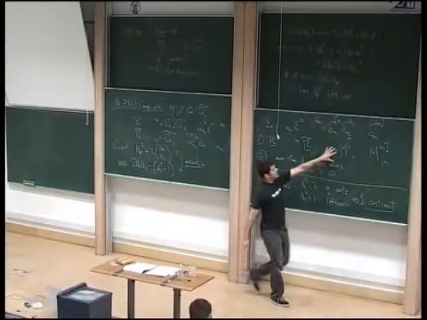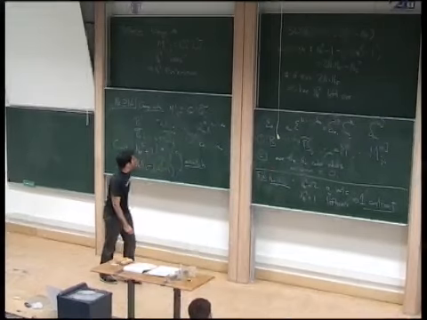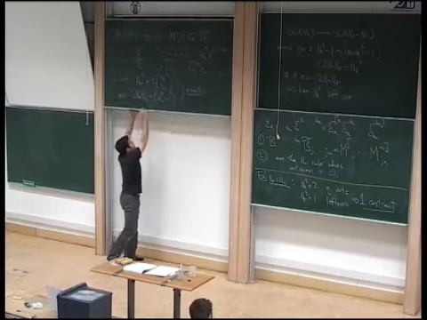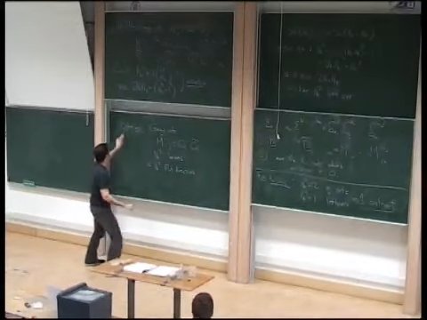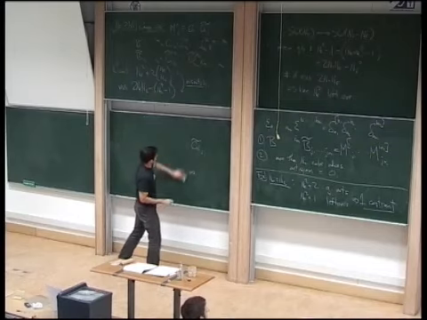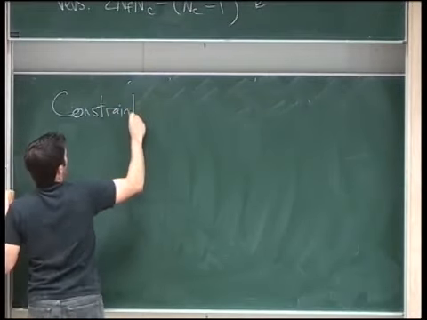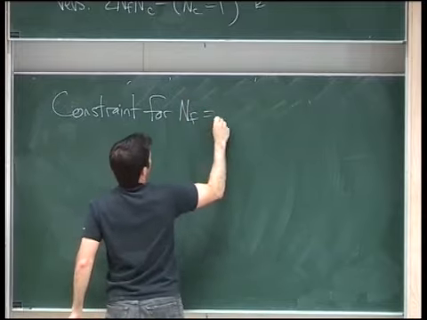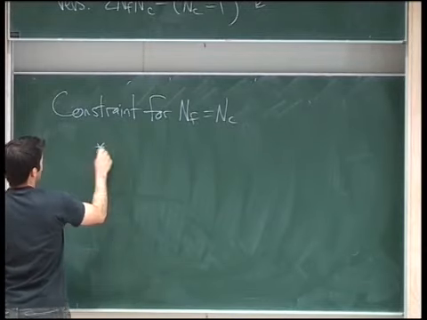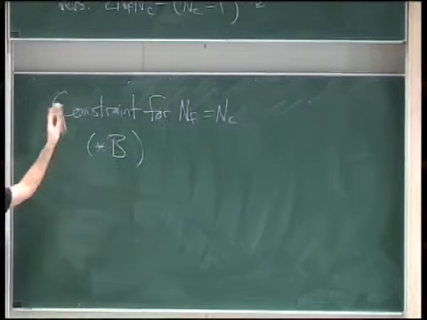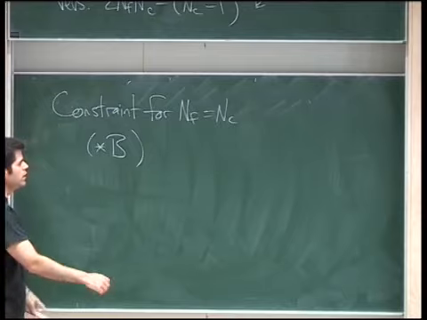And an easy way of writing this, where I've anti-symmetrized on the top and the bottom, is as a determinant of this meson matrix. So my constraint for NF equals NC is, let me write it in the standard way you see. Star B just means I multiply that by an epsilon tensor. In fact, here there are no indices because I've contracted all those flavor indices.